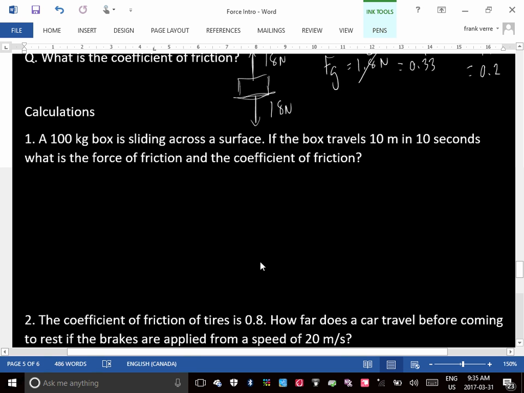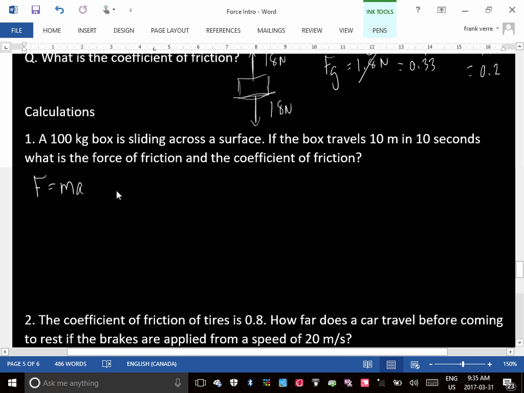So here's the first question. Okay? A 100 kilogram box, sliding across the surface. The box travels 10 meters in 10 seconds. So it's sliding, we'll say it comes to a stop, and we want to know what's the force of friction. Alright. We know the equation for force is what? F equals ma.